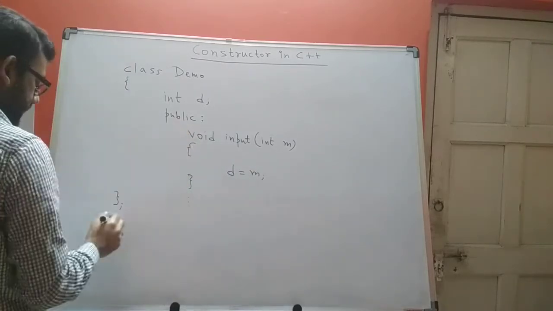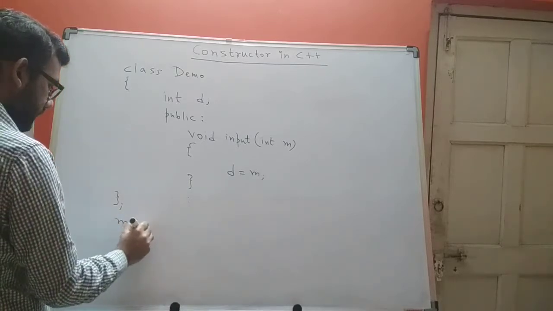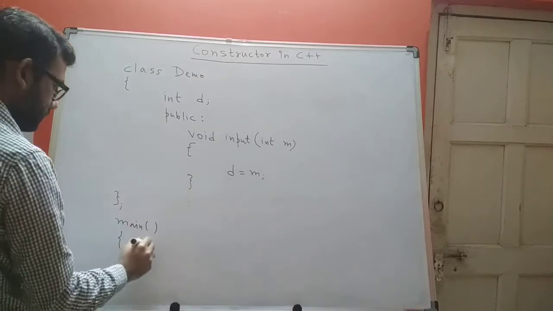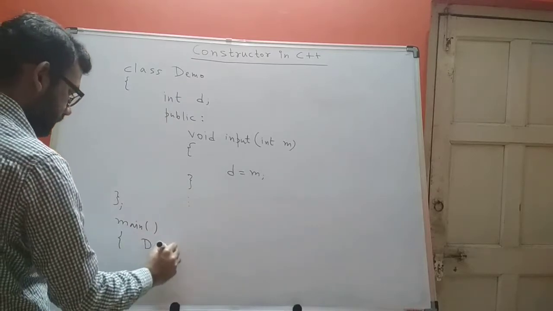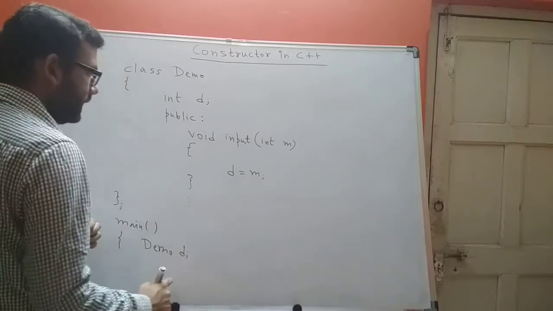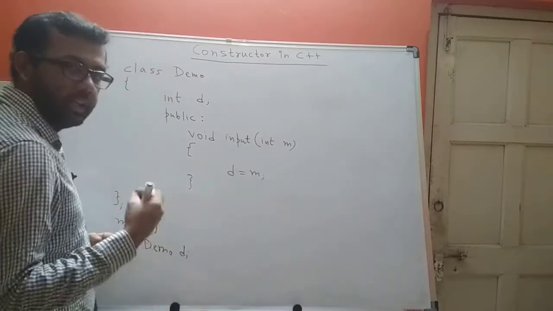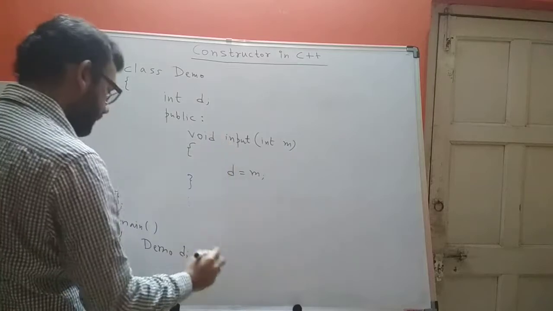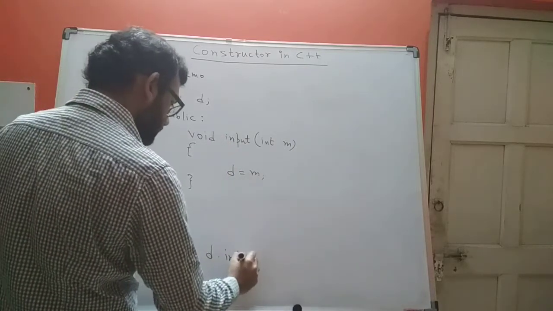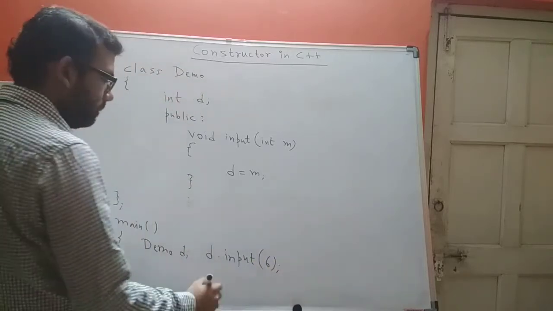Now, let's say somewhere in my main method, I create an object of this class demo. So I write demo D. Right? Now, after creating an object, I want to give it an initial value. Now, in order to give it an initial value, what would I do? I would call this function, like this, d dot input, and let's say I give it a value of 6. Then what would happen?